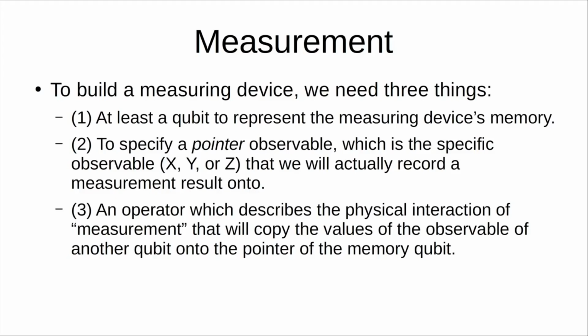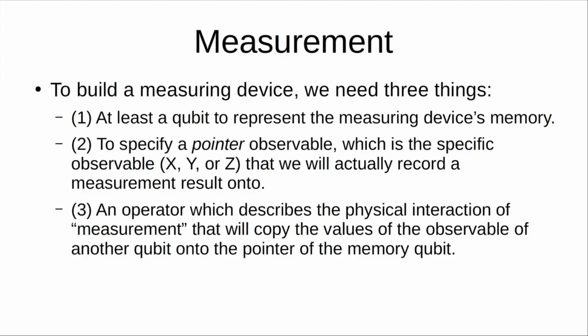Now let's talk about this very important topic of measurement, because there's a lot of confusion around the concept of measurement. So let's say we want to represent the simplest possible measuring device. A measuring device will need 3 things. First, you'll need at least 1 qubit to represent the measuring device's memory state. So this represents what it actually records when it makes a measurement. Then we need to specify a pointer. Remember that we have 3 observables, x, y, and z. When the measurement device makes a record of something, it will record that onto one of its observables.